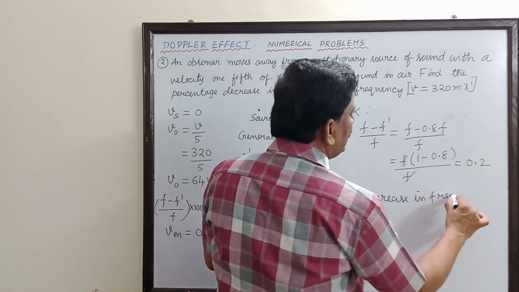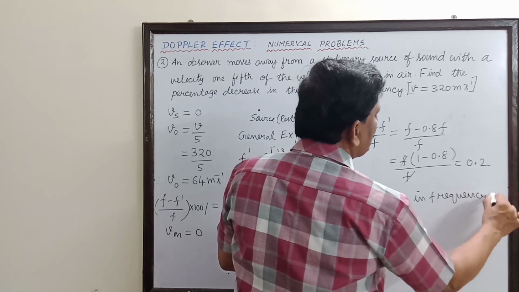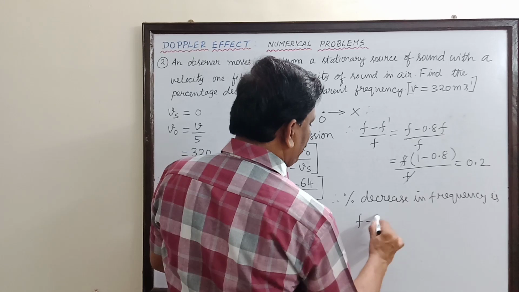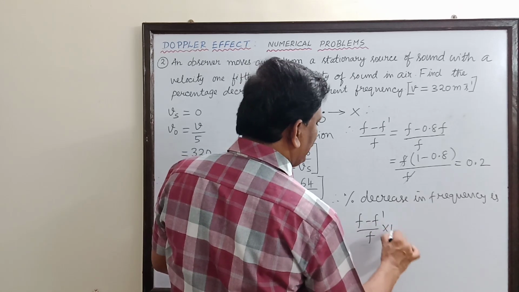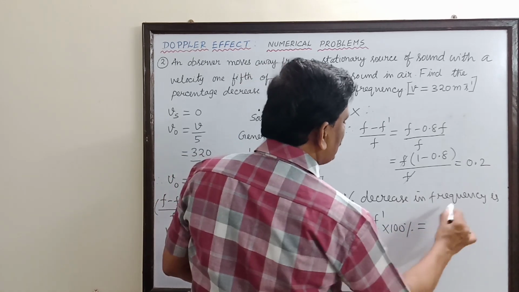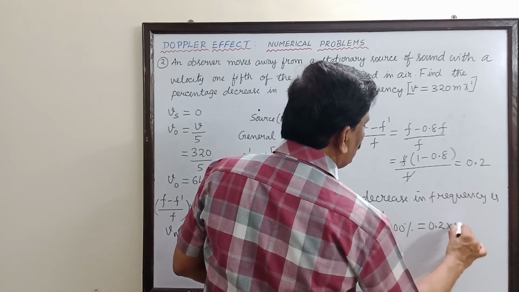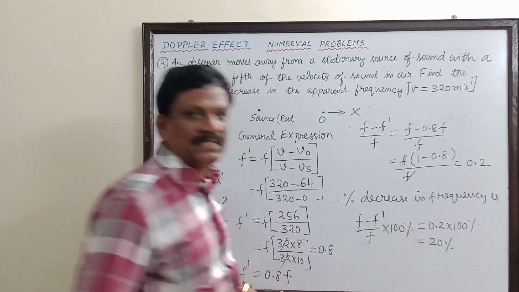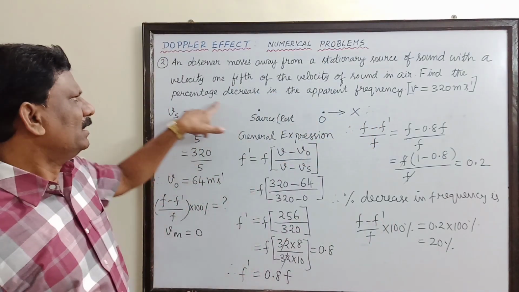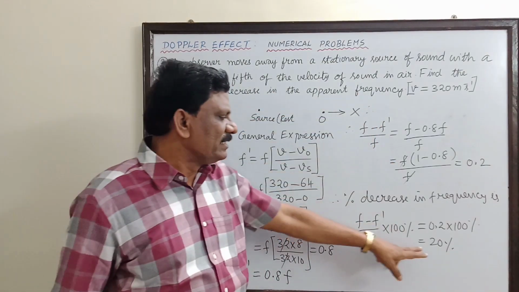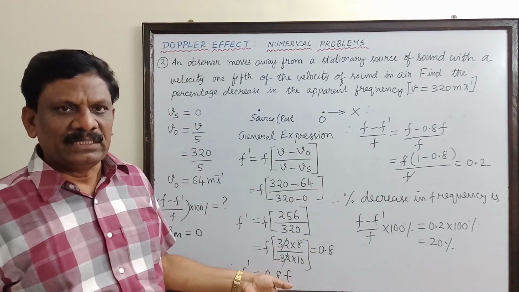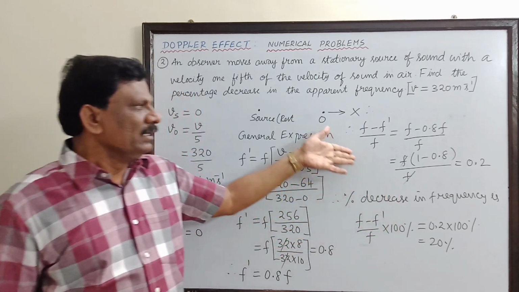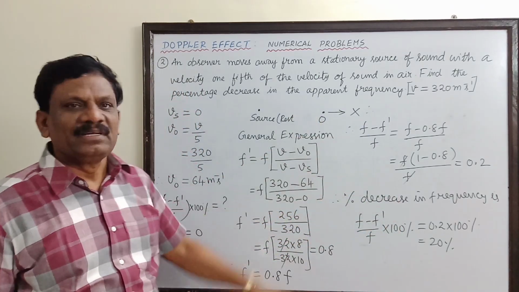Therefore, percentage decrease in frequency is this factor F minus F dash, okay. So F minus F dash by F multiplied by 100. So this is equal to 0.2 into 100%. That is equal to what? 20%. So the percentage decrease in the apparent frequency is 20%. Such problems are very important for solving the problems in the competitive exams. I hope you must have understood well. Fine.